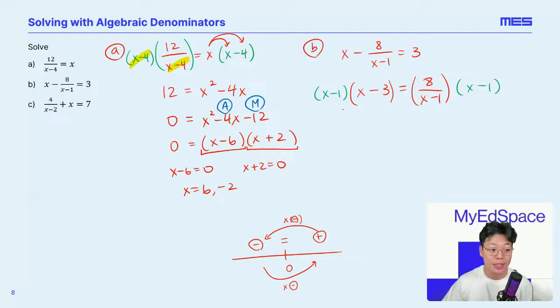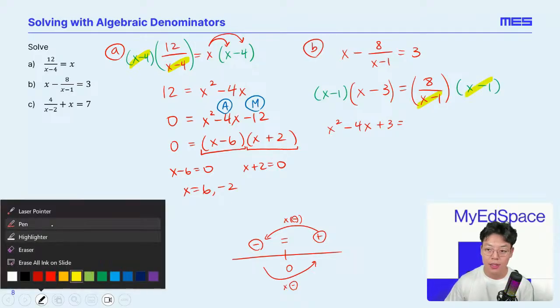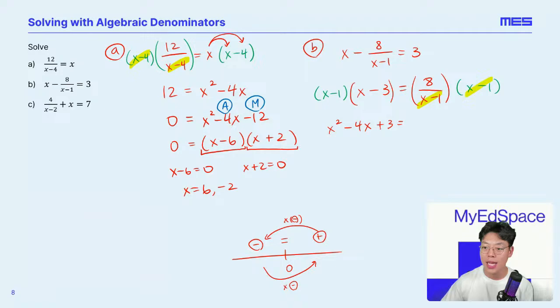All right, now let's distribute. The biggest mistake students will make here is that they'll forget that middle term, so don't forget to completely distribute. x times x is x squared. x times negative 3 is negative 3x. Negative 1 times x is negative 1x. So in total, we have negative 4x. And negative 1 times negative 3 is positive 3. Now, thankfully, the x - 1s cancel, which is what we wanted, and now we just have an 8.